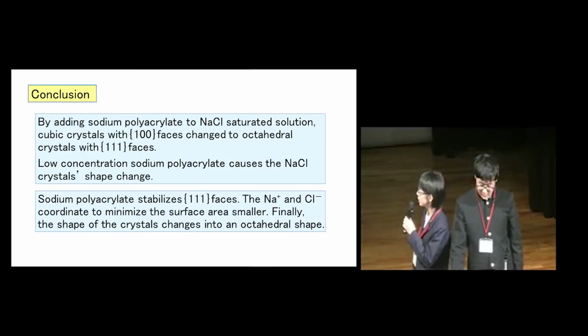In conclusion, by adding sodium polyacrylate to NaCl saturated solution, cubic crystals with 100 faces changed to octahedral crystals with 111 faces. Because sodium polyacrylate stabilizes 111 faces, the Na cation and Cl anion coordinate to make the surface area smaller. Also, low concentration sodium polyacrylate causes the NaCl crystal shape change.